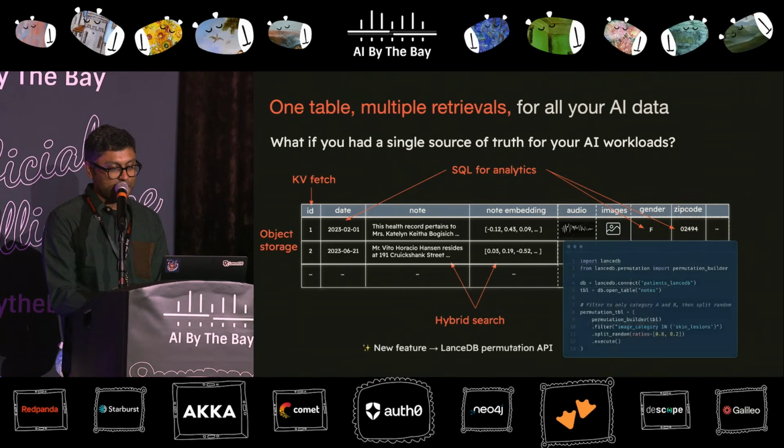So one exciting new feature that just came about in LanceDB a couple of weeks ago is the permutation API, where in just a few lines of code, you can filter on a massive data set of multimodal data, in this case images, and shuffle the data to create random subsets of train and test, and then send that to a PyTorch data loader for a machine learning training pipeline.